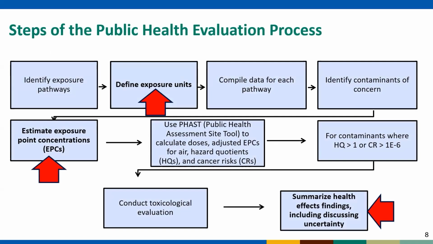As shown in this flowchart, the public health evaluation process has many steps. Typically, the primary technical components involve evaluating exposure pathways, screening analysis, shown here as identifying potential contaminants of concern, EPCs, and exposure calculations, and finally, an in-depth toxicological evaluation to determine possible health effects. The sequence of steps may differ slightly depending on site-specific factors.